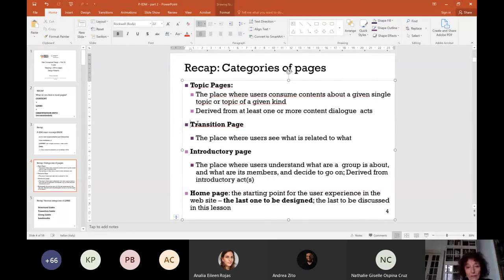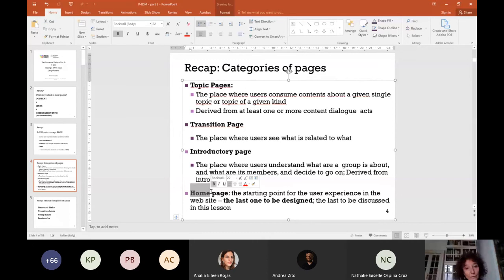So in a transition page, you are in transit to get more details about related elements. In an introductory page, you're being introduced to a group, you are in transit to explore more about the group. And then we have the home page. The home page is the starting point for the user experience in a website.